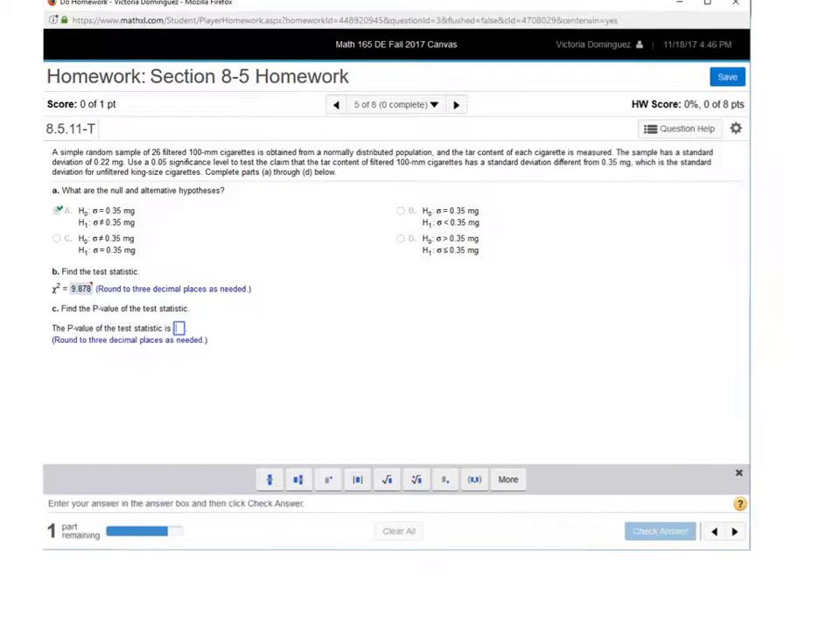Hi everybody, I wanted to review a problem with you from section 8.5. It's number 5 in the homework set.